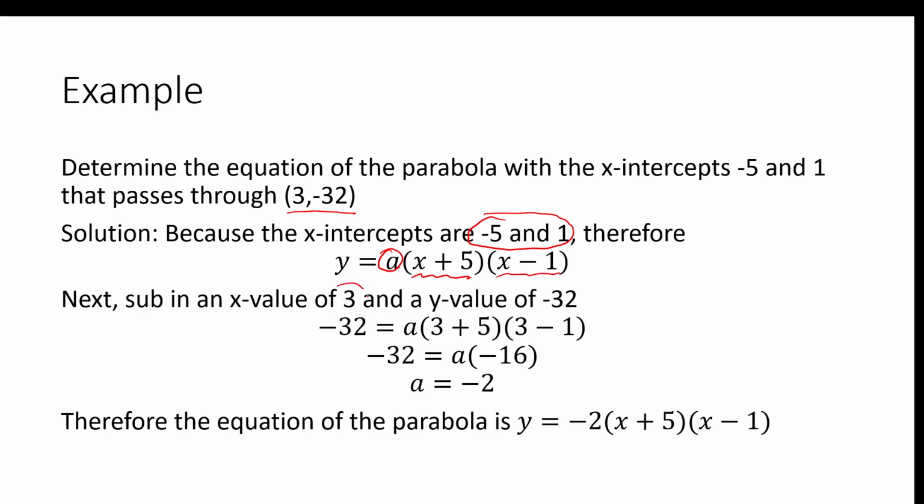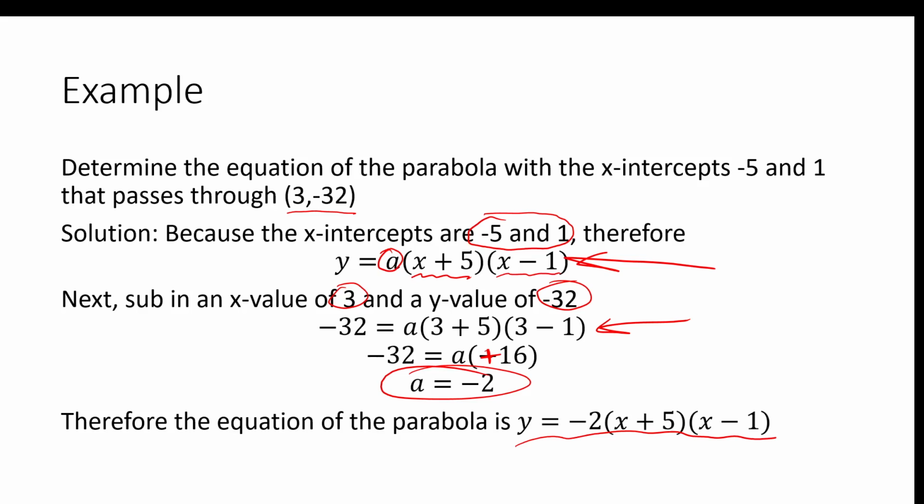So we're going to let x have a value of 3, and we're going to let y have a value of -32. So using this equation with the values of x and y mentioned earlier, we'll be able to say that -32 equals a times (3 plus 5) times (3 minus 1). Ultimately, then, -32 will equal a times 16, that should say +16, little typo there. And since -32 equals 16a, we'll be able to say that a is -2, and the equation of the parabola will be y equals -2 times (x plus 5) times (x minus 1).